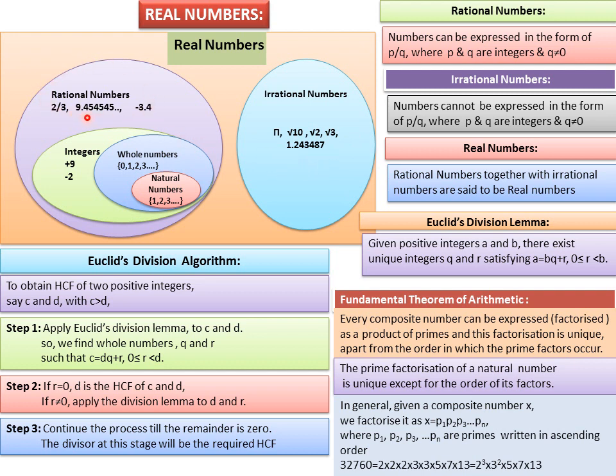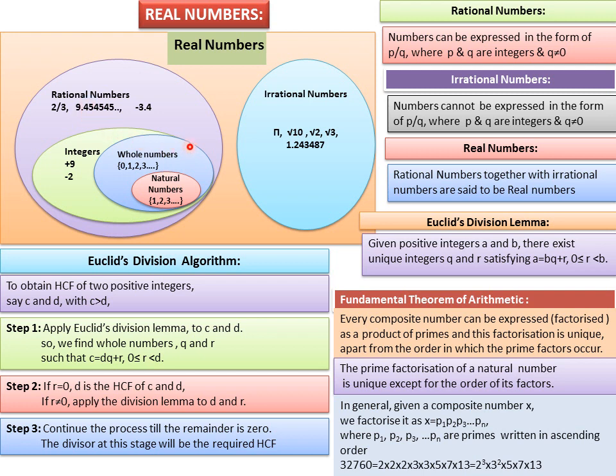Then these rational numbers also include natural numbers like 1, 2, 3. Whole numbers, where along with the natural numbers 0 is also included. It also has integers, positive integers and negative integers. So all of these together are called rational numbers.